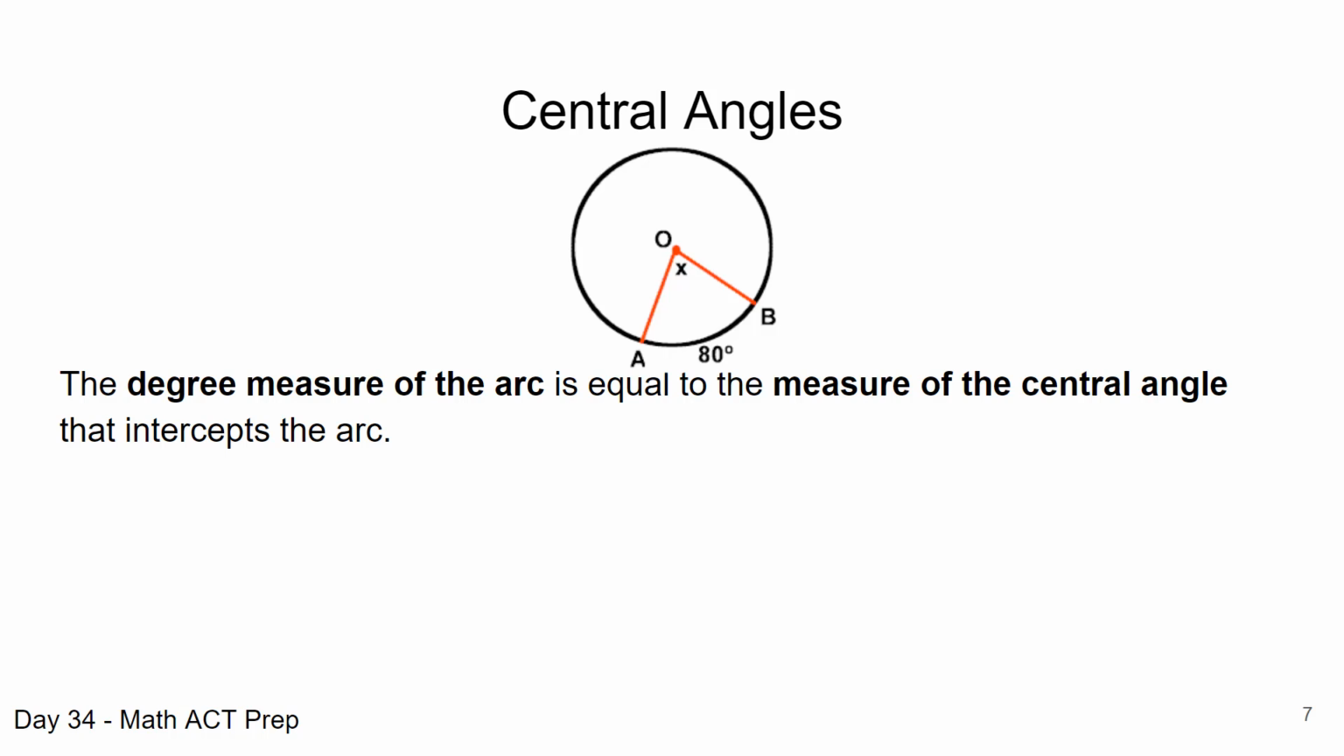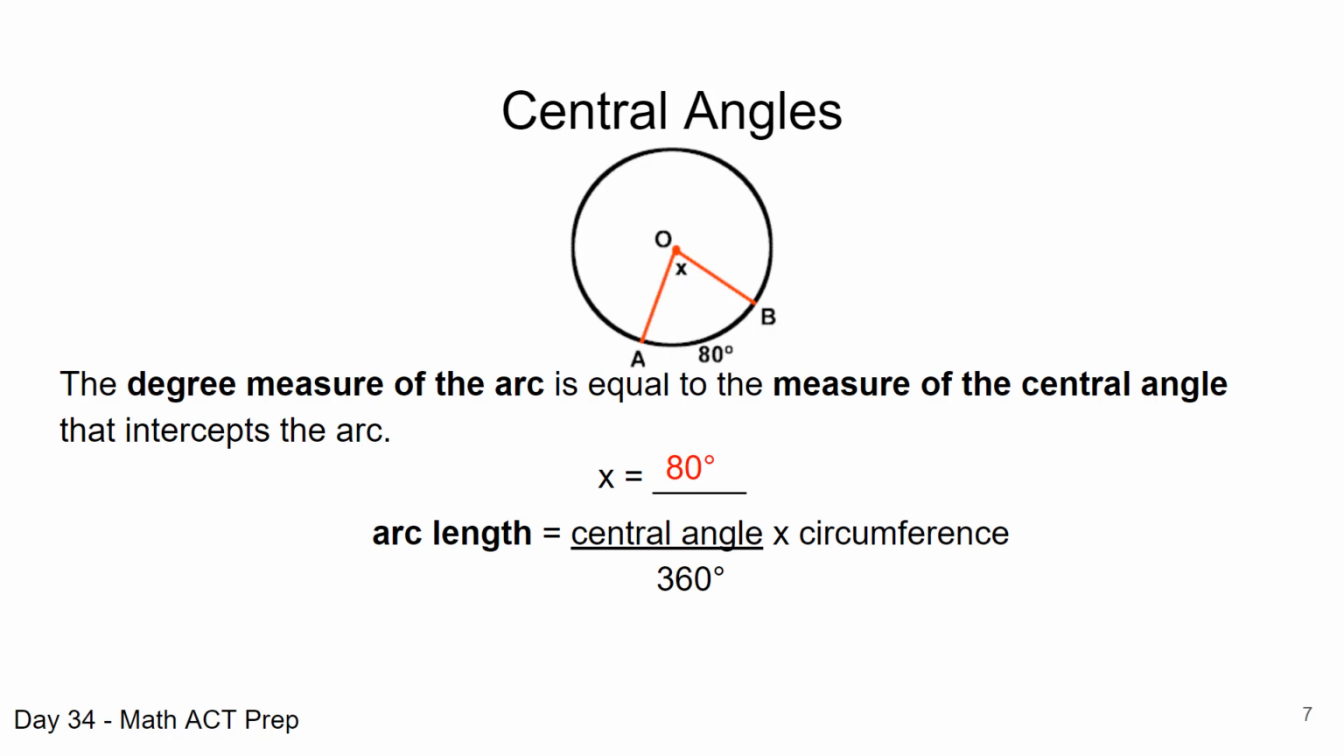So one measurement that we could be asked for is the degree measure of the arc, and that is equal to the measure of the central angle that intercepts the arc. So in our case here, if we're looking for the measure of the central angle, it's the same as this degree measure of the arc. And we're labeled here that the degree measure of the arc AB is 80 degrees. So that's going to make the measure of the central angle also 80 degrees. They are the same.